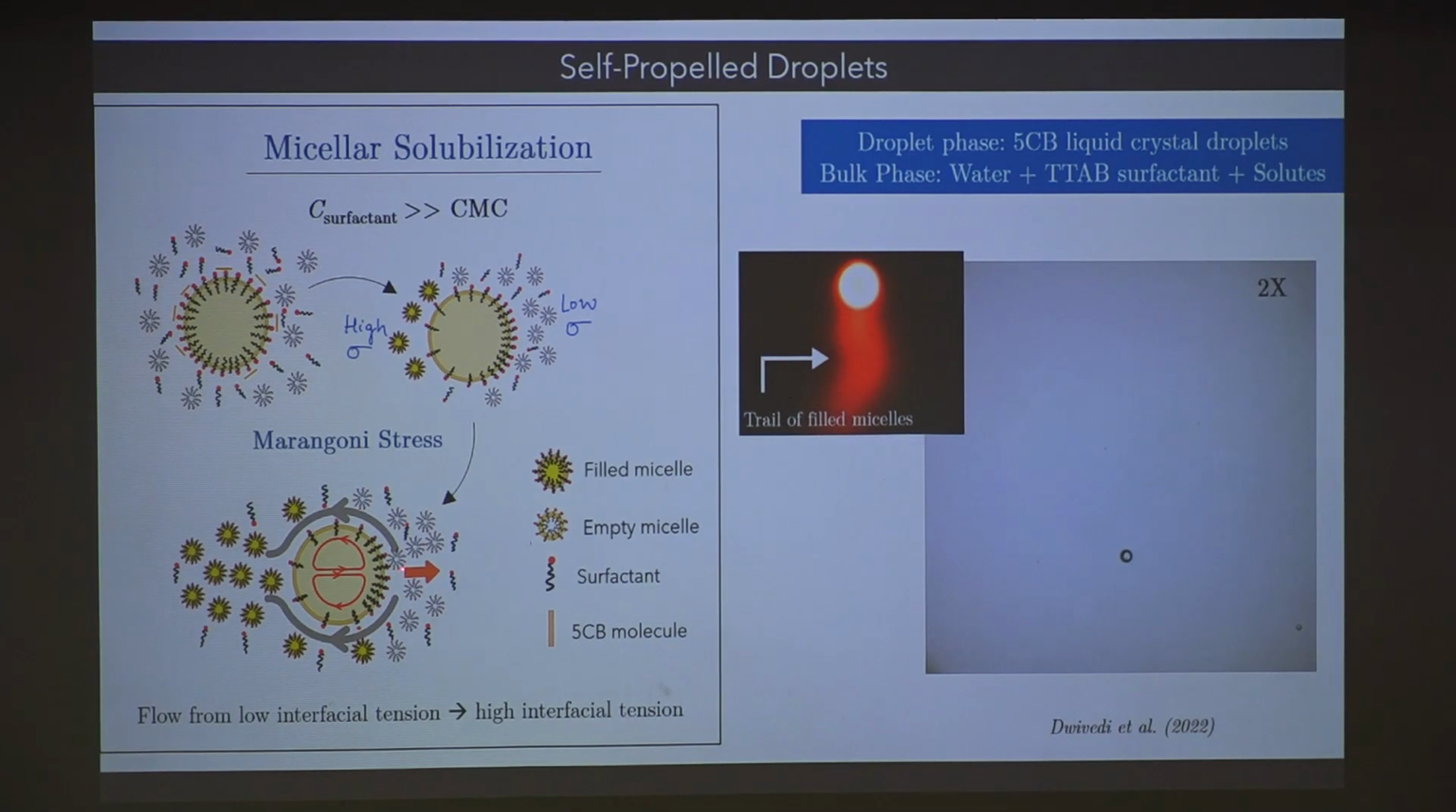Another thing is that once the droplet starts to move, it gets a fresh supply of surfactant from the front, which provides a feedback to the droplet micellar solubilization. So as long as you have enough surfactant present in the system, once the droplet gets propelled, it will continue its motion for a very, very long time.